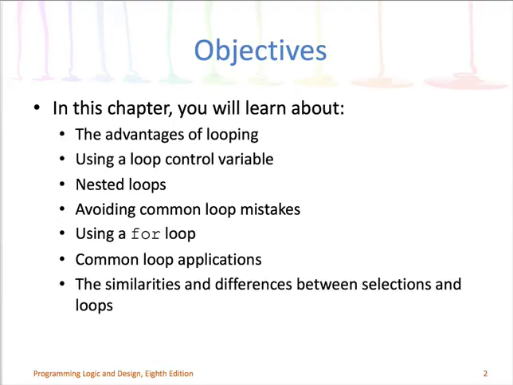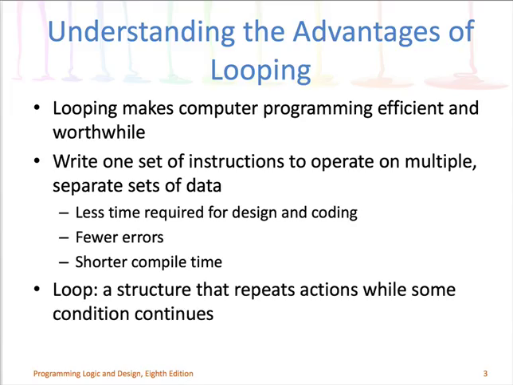We'll talk about why we have looping, how to use a loop control variable, and how we can nest one loop within another. We'll talk about common pitfalls when using loops. We'll talk about a for loop, which is another type of loop in addition to the while loop. We'll talk about when it's often necessary or convenient to use a loop. And then we'll talk about the differences and similarities between selection and loops.